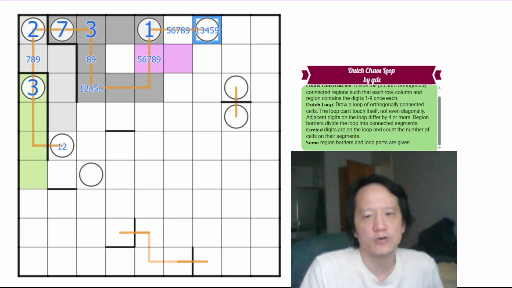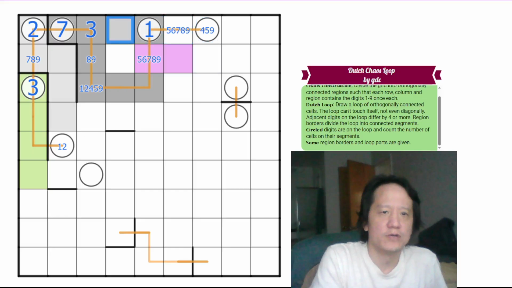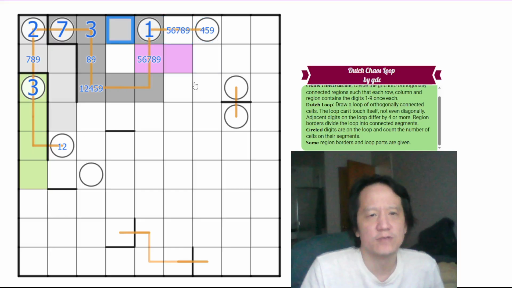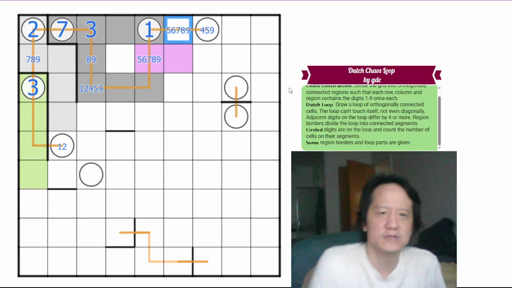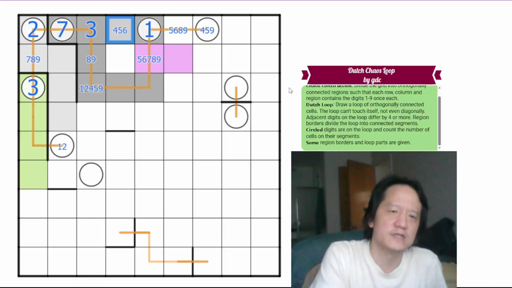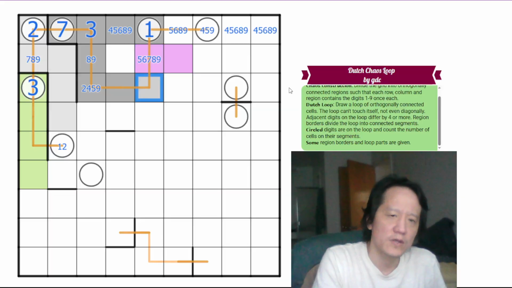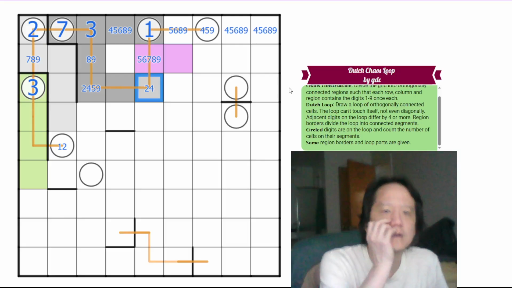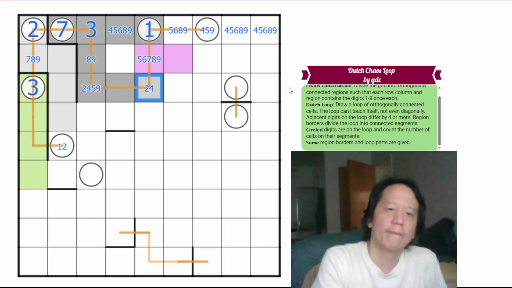This can't be 1 or 3. The rest of the region is what? The rest of row, this can't be 7, is 4, 5, 6, 8, 9. Okay, this can't be 1. This is either a low, so it's 2 or 4, or it's 5 or 9, right?